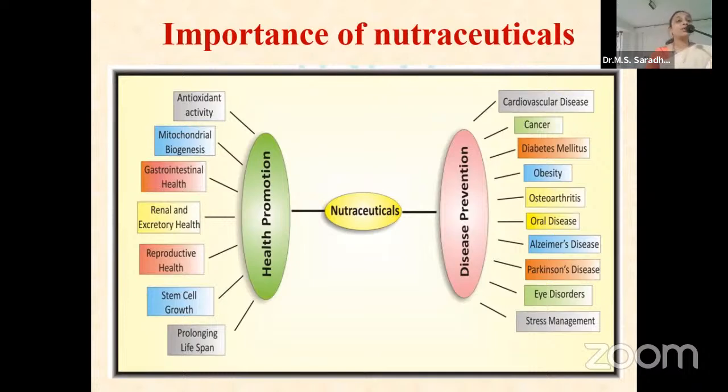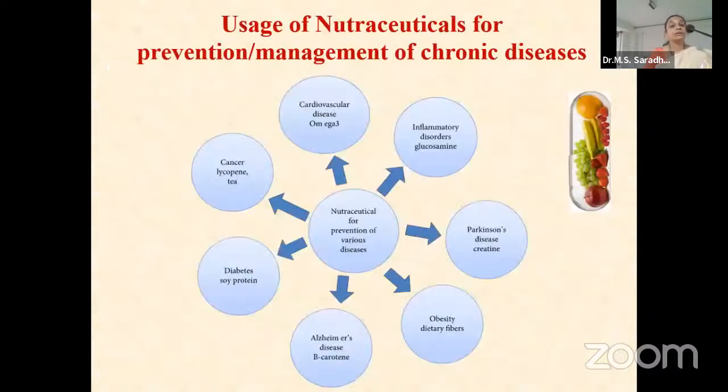Now, moving on to disease prevention, the occurrence of chronic diseases can be controlled by the use of nutraceuticals, and disease prevention can be grouped as cardiovascular disease, cancer, diabetes, hypertension, obesity, arthritis, Alzheimer's and Parkinson's disease, eye disorders, and stress management. The nutraceuticals can prevent and manage chronic diseases.